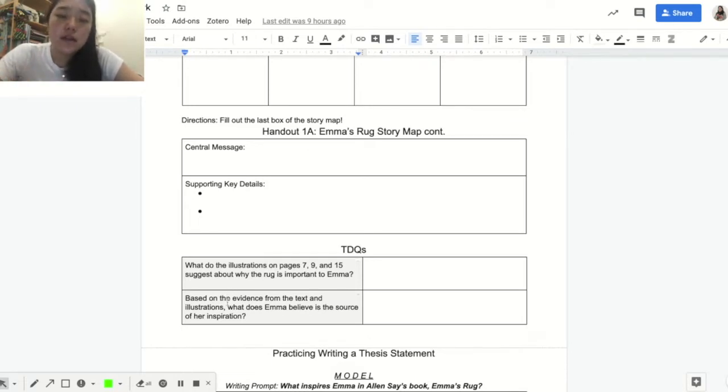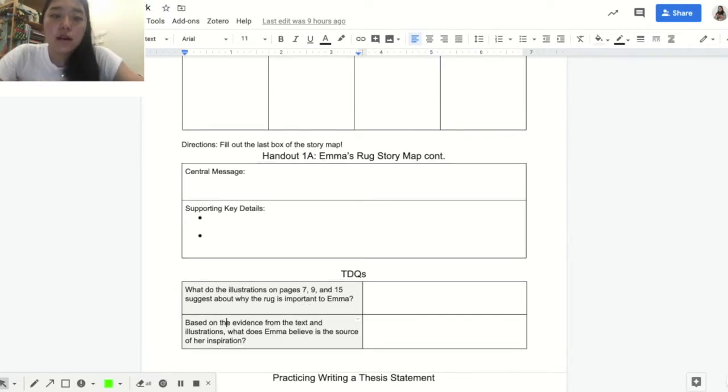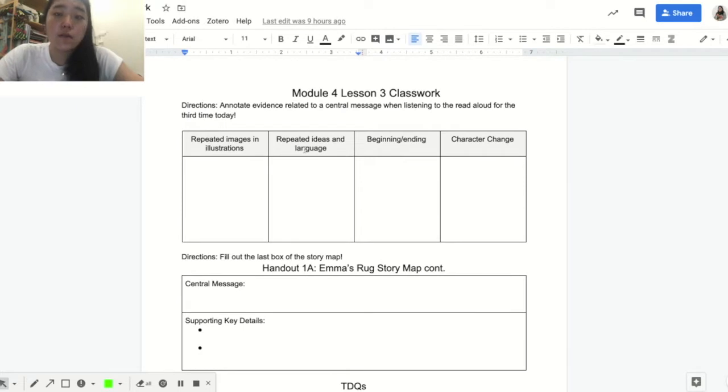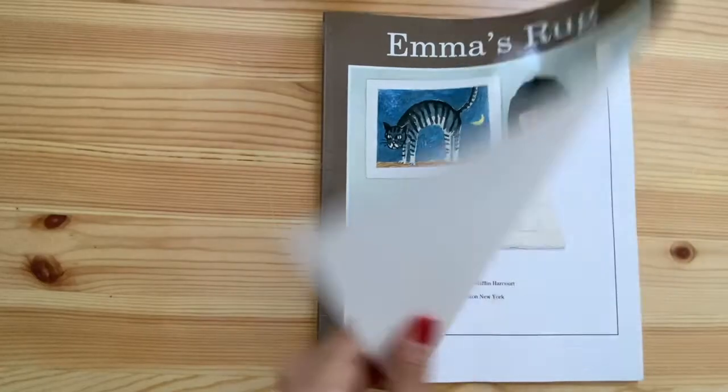And then for the second TDQ, it says, based on the evidence from the text and illustrations, what does Emma believe is the source of her inspiration? So now thinking about what is her source of inspiration. What do you think based on what you can find in the text, pictures and words? All right, so that is the first part of your lesson for today.